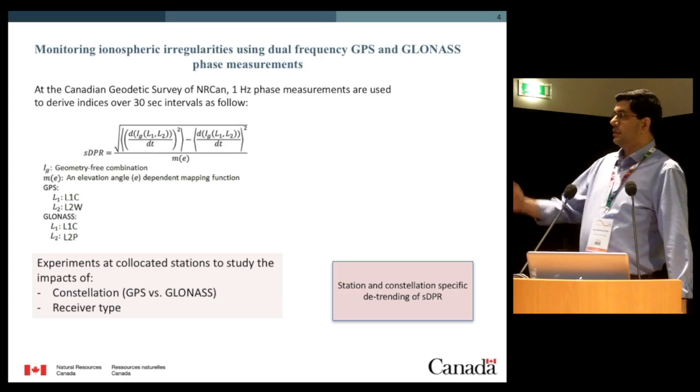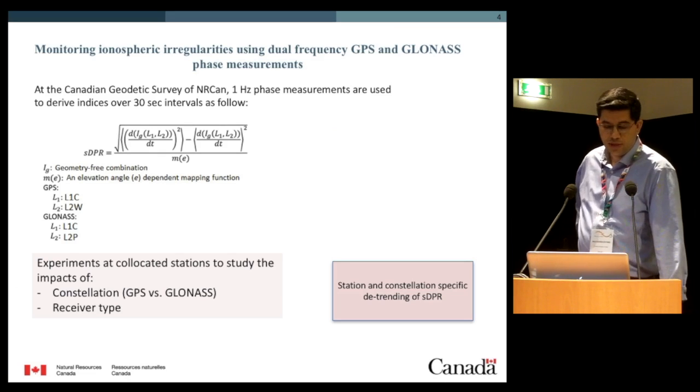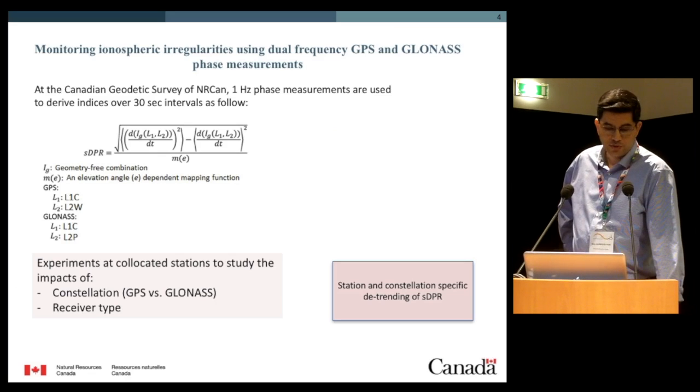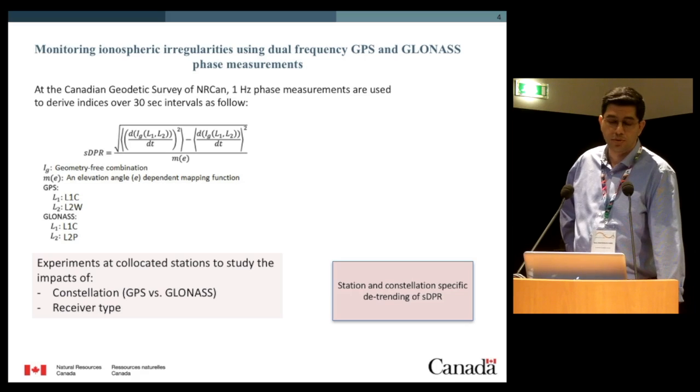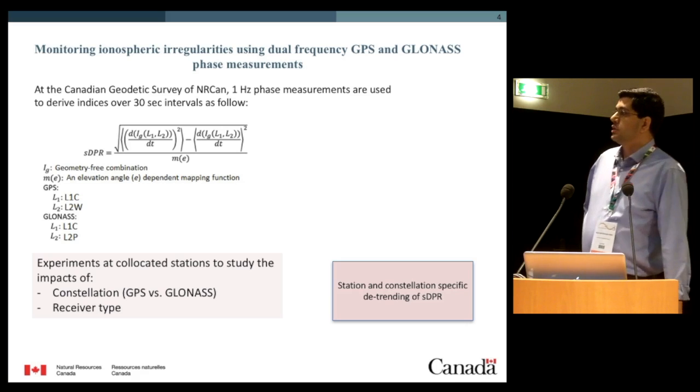So the sigma of delta phase rate that we use is the rate of geometry free. We map it to the zenith using the same mapping function that we use for the TEC mapping. Here I use the RTIGS 2 terminology, even though I showed RTIGS 3 terminology as well. So these are L1, L2 on GPS and GLONASS.